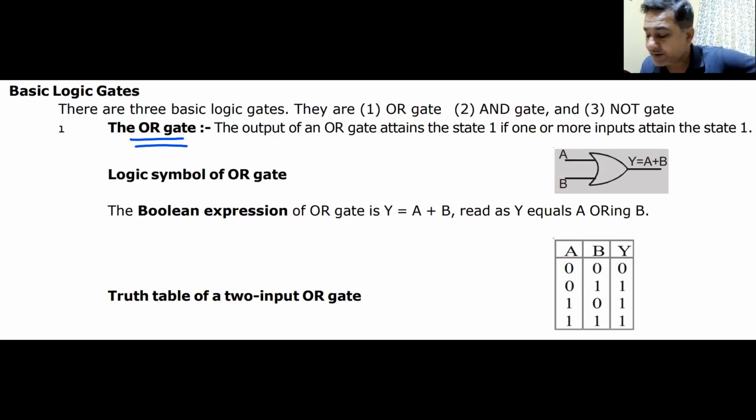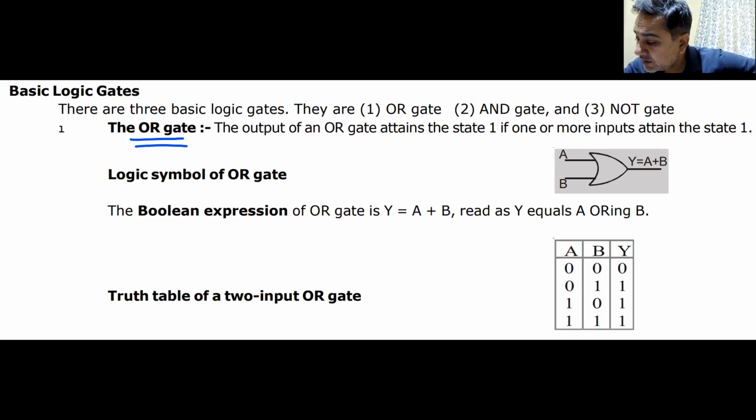Have you heard about the OR gate? Two inputs and one output in our gate. Most of the gates have two inputs. Some gates have one input and one output. Okay. Do you know the symbol of the OR gate?